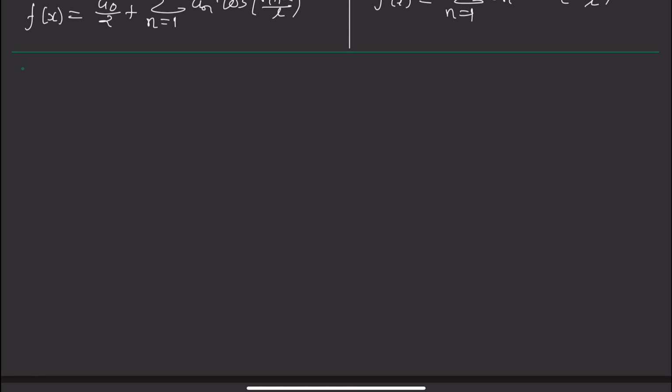Half range Fourier cosine series and half range Fourier sine series.